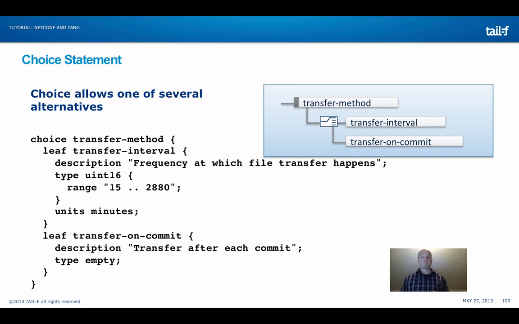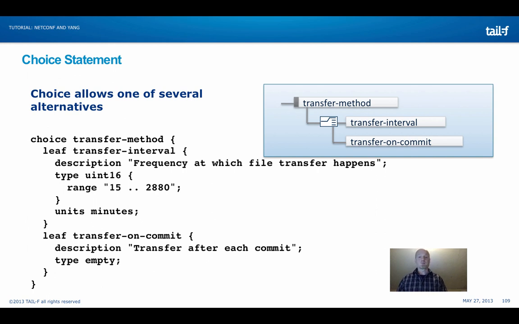Choice statements. Don't confuse them with unions. Unions are part of a data type, and when that specific leaf is instantiated, it picks one of the fields of that union. Choice is something else. It's part of the configuration tree, but you either instantiate this specific subtree or that specific subtree.